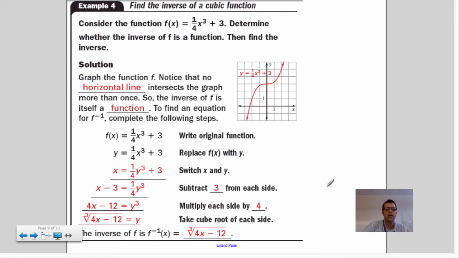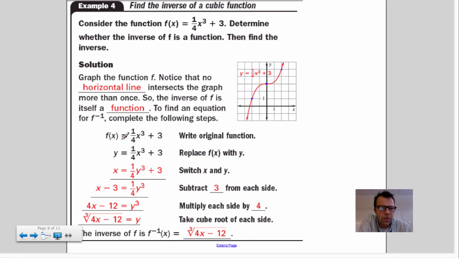Let's see here. Find the inverse of a cubic function. So first of all, the graph of a cubic function would look like this guy here. It's shifted up 3, and then the 1/4 kind of slows this guy down, allows us to graph 2 points off of the original here. And so to do the steps, first of all, we can determine from this graph that the horizontal line test shows us that the inverse will be a function.